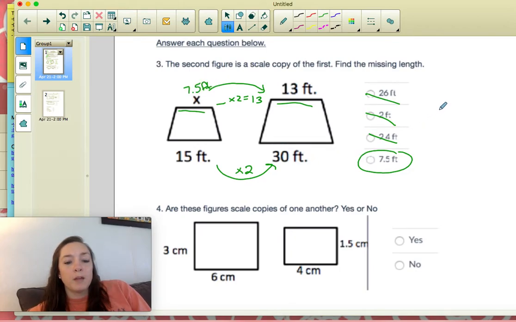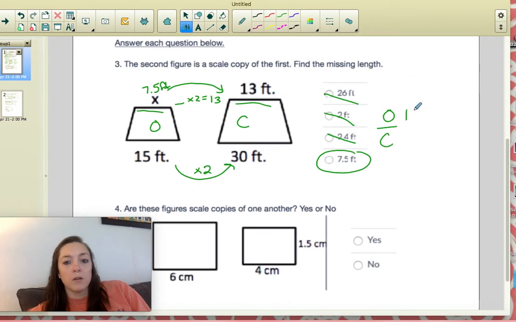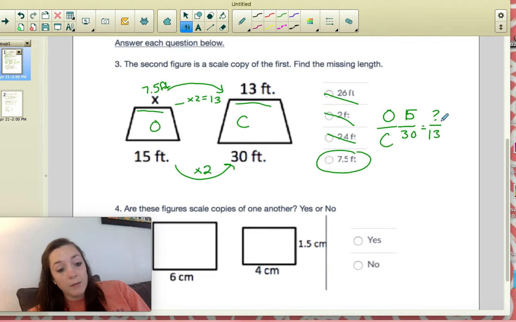Another way that we practiced this was you can create a proportion. So you can say original to the copy. Let's say this is the original, this is the copy. 15 over 30 equals something over 13, and cross multiply and divide, and you can do it that way. So there's two different ways that you can do these.